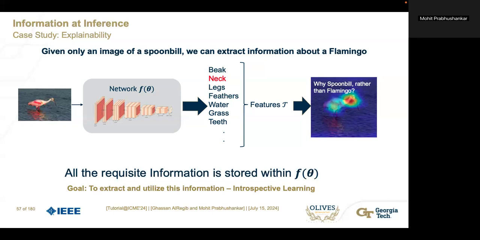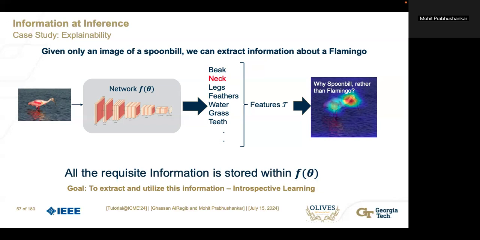By backpropagating the loss function between a prediction and a contrast class, I'm able to extract this kind of information that exists within the network. Again, we are not showing it an image of a flamingo during inference. We're just showing that of a spoonbill. But I can ask thousands of these questions.